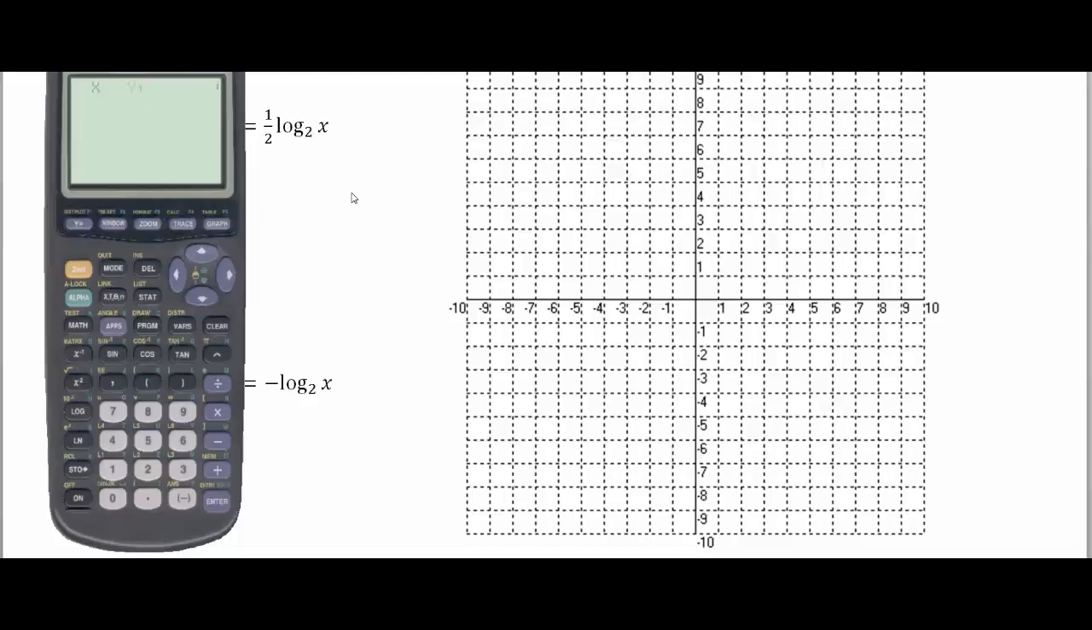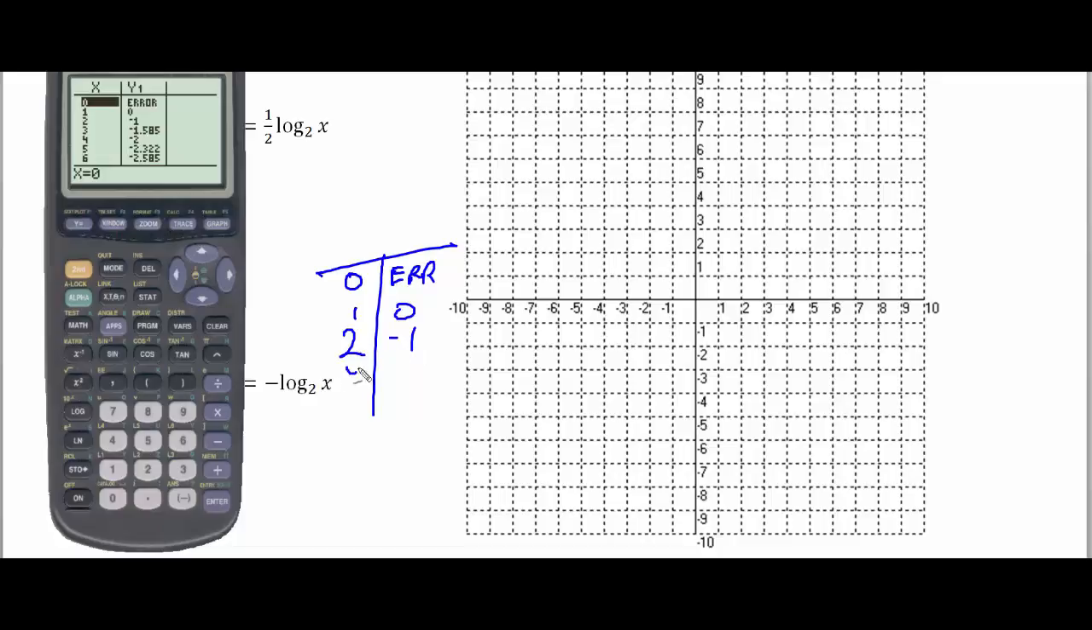And we can see that on the table, and I'm going to go and start with 0 for an error. So let's go and freeze that table and show you what I'm going to graph. Now I did actually copy down this table earlier on another sheet of paper, so I do happen to have that in front of me. So 0 is error, 1 is 0, 2 is negative 1, 4 is negative 2, and if I scroll down further, 8 would be negative 3. So my 0 is error, so there's my asymptote line.